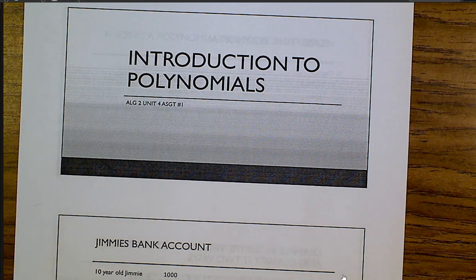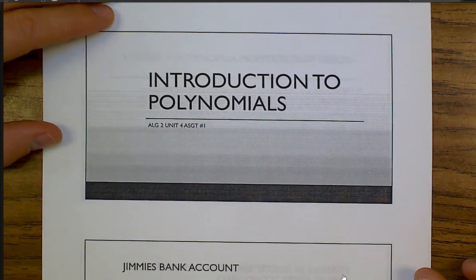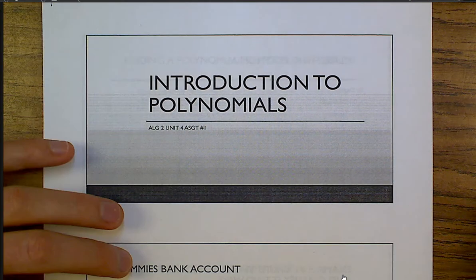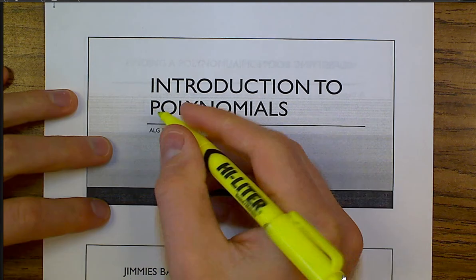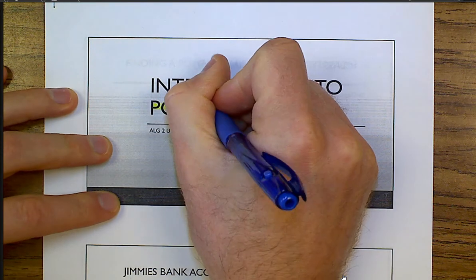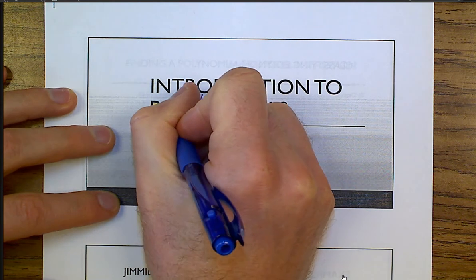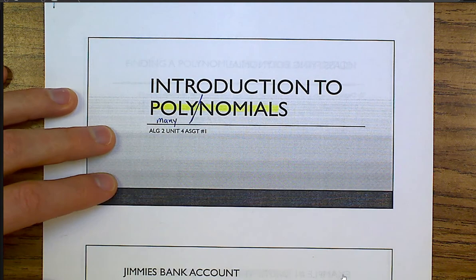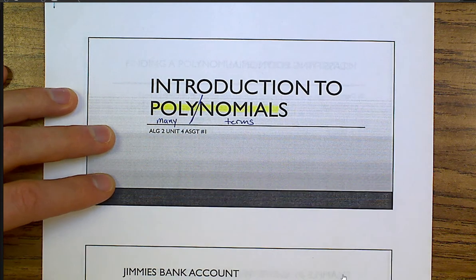Starting Unit 4 today, and we're going to get into Lesson 1, which is the Introduction to Polynomials. And we're going to start off, first of all, just by talking about the word polynomial and what it means. And if you take the word polynomial and break it down into two parts, poly means many, and nomial means terms. So we have many terms.